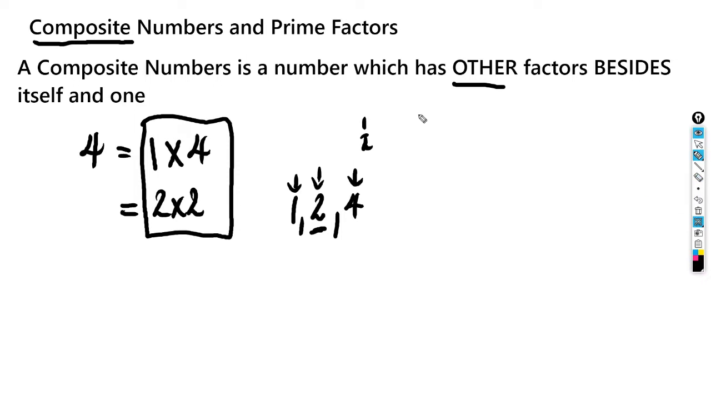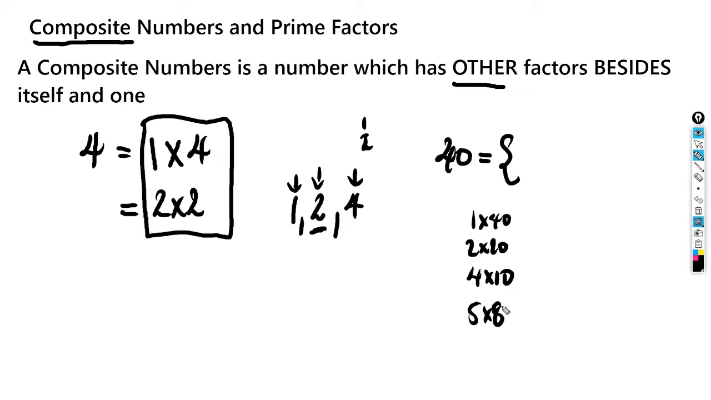Let's say we have 40. In an earlier example, we actually found the factors for 40. There were 1 times 40, and what else? 2 times 20, 4 times 10, 5 times 8, and that's it. There's no more after that, and these are all the factors for 40.